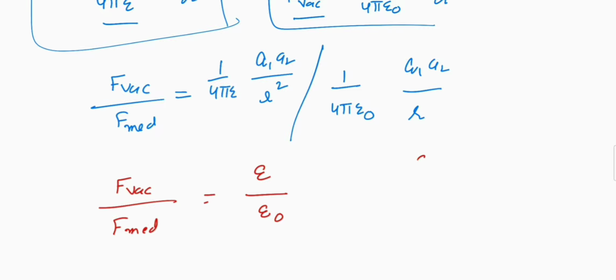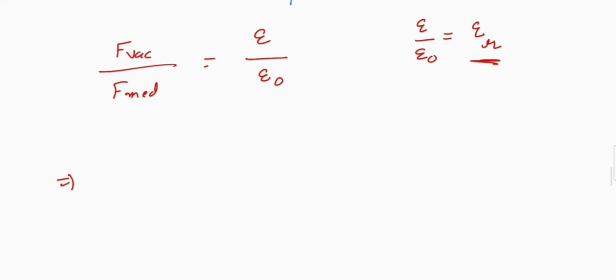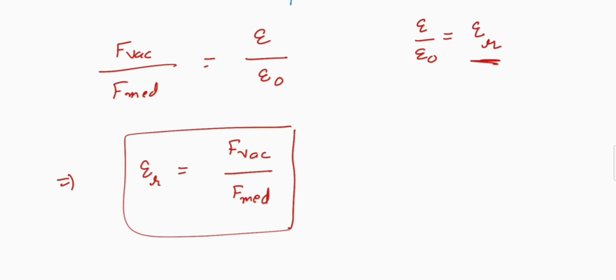This ratio, the epsilon and epsilon naught ratio, is known as the relative permittivity. So we represent this with epsilon R. So this implies epsilon R is equal to F vacuum divided by force in medium. So this is the formula for the relative permittivity. It means we are comparing the permittivity of the medium with vacuum.